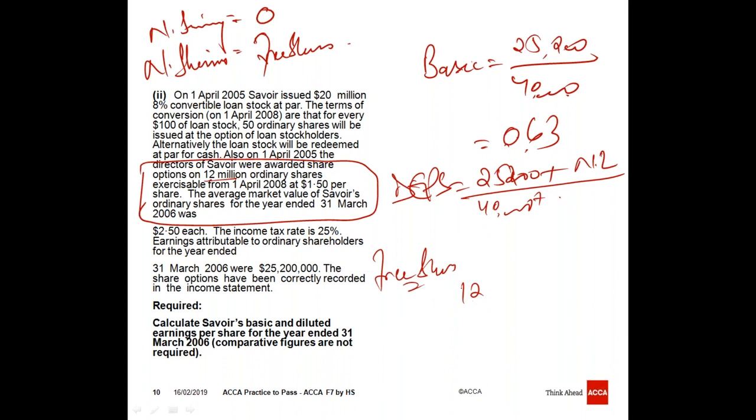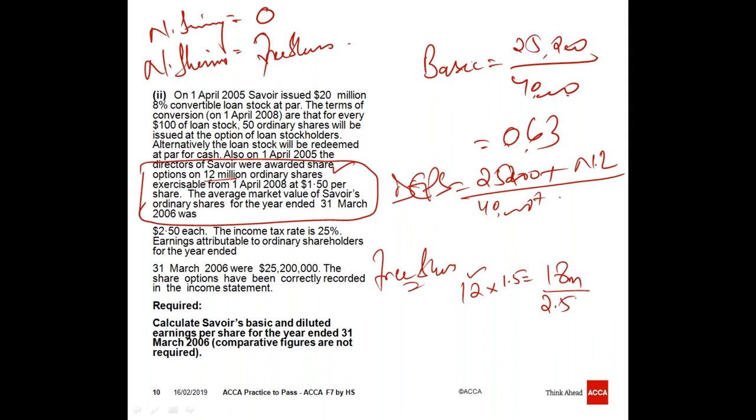The directors of the company awarded share options to 12 million shareholders, shares exercisable from 1st April at a value of 1.5. So, in a payment of 1.5 into 12, meaning a payment of $18 million, you will receive 12 million shares. And the market value of each share is, I think, 2.5.